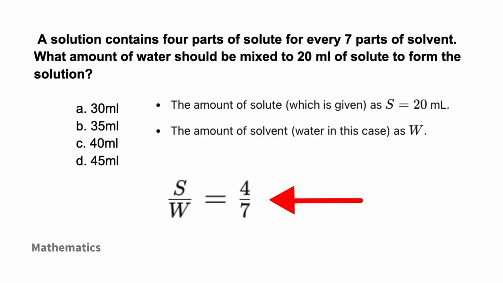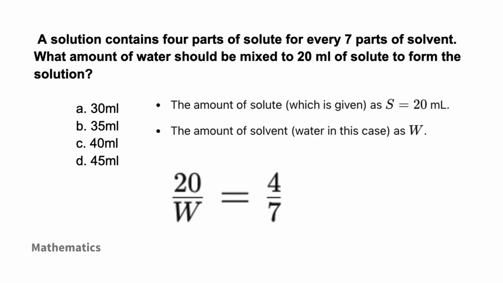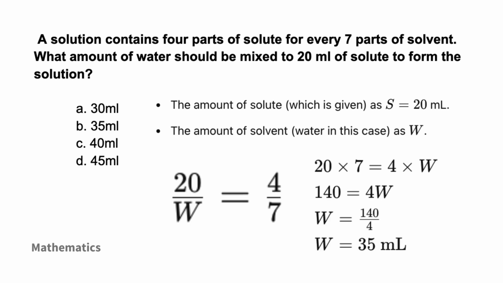Next, we can write this relationship as 4/7. Now, let's simply put the 20 in for S, which was already given to us in the problem, and we have our updated numbers. What we want to do next is cross multiply to solve for W, where we can see that we will take 20 times 7 equals 4 times W. This gives us 140 equals 4W, and then we can divide this out. 140 divided by 4 is 35, so our answer is 35 milliliters.